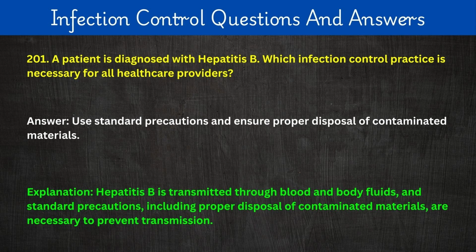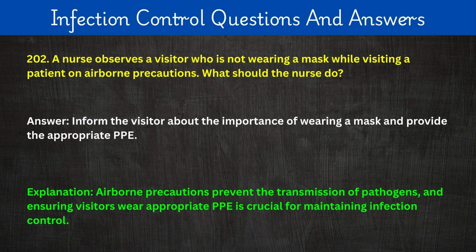201. A patient is diagnosed with hepatitis B. Which infection control practice is necessary for all healthcare providers? Answer: use standard precautions and ensure proper disposal of contaminated materials. Explanation: hepatitis B is transmitted through blood and body fluids, and standard precautions, including proper disposal of contaminated materials, are necessary to prevent transmission.